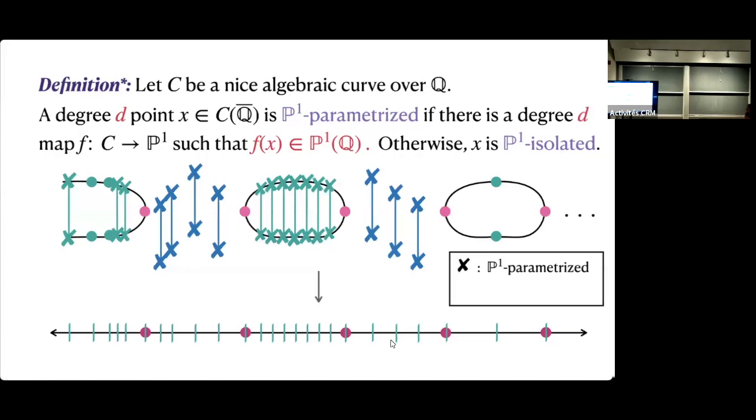And then you have to do a little bit more work, but it's not too hard because D is 2 in this case. You can show that all the circles in this picture on the curve, those are all P1 isolated points. Those are degree 1 P1 isolated points.